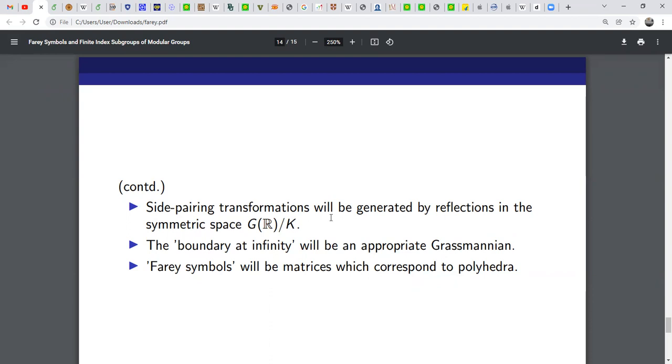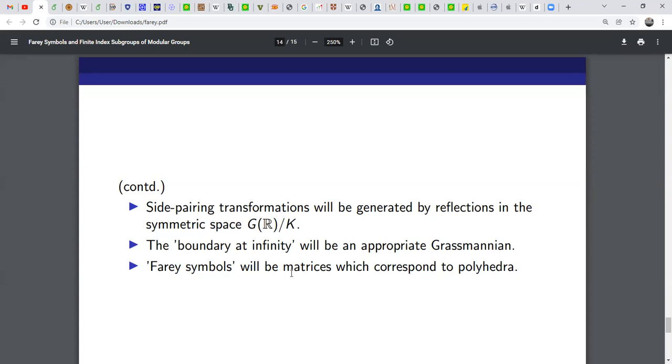So the set of its hyperplanes within this, or rather GR mod K, because G is semi-simple, this GR mod K is simply diffeomorphic to R^n for an appropriate n, the Euclidean space. So its hyperplanes within this will determine an appropriate Grassmannian, which will replace this projectivized rational line, or rather the projectivized real line, the ideal boundary at infinity.